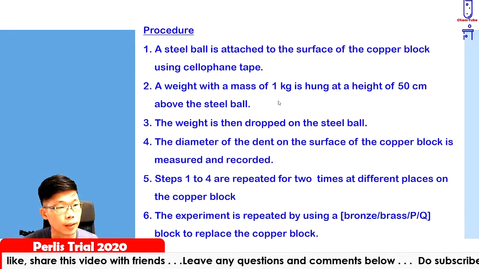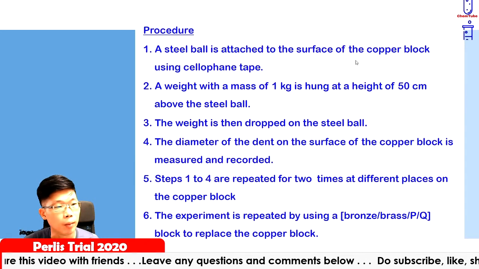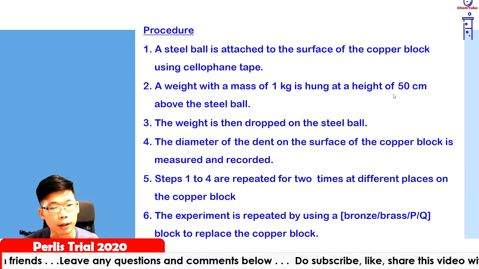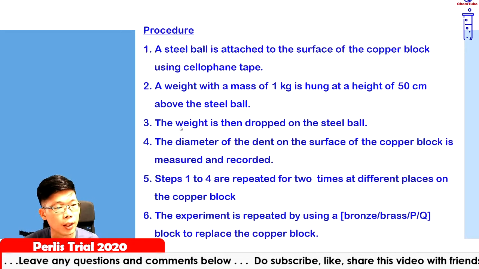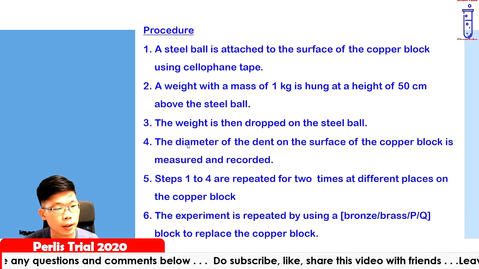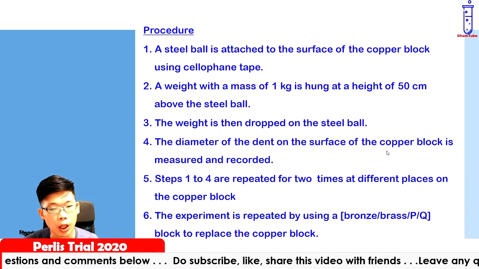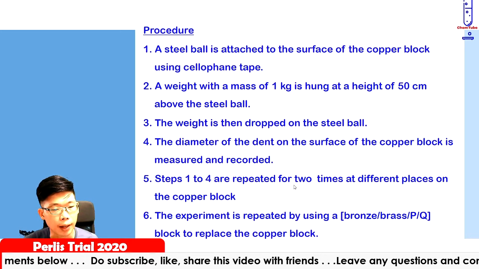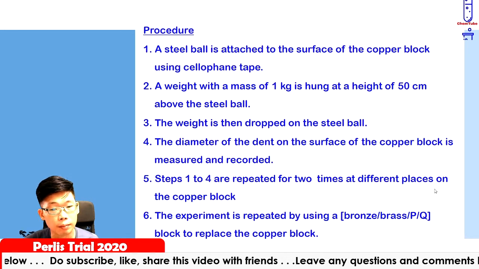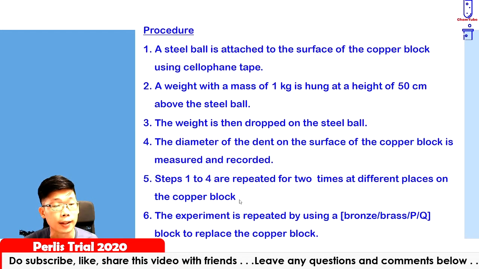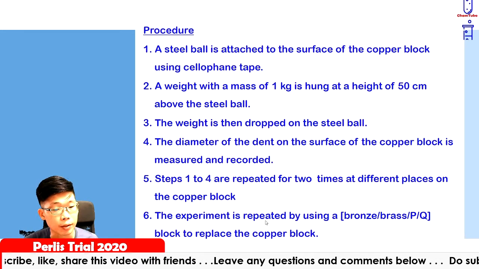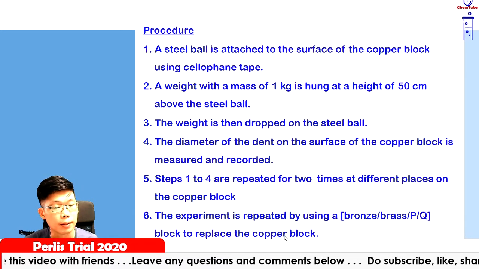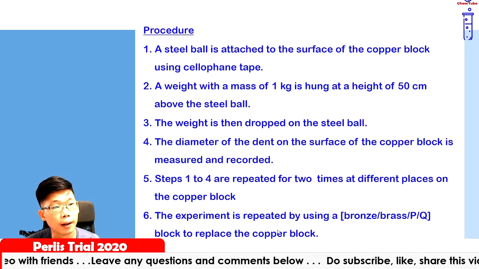Okay, so the procedure. A steel ball is attached to the surface of the copper block using cellophane tape. The weight of 1 kilogram is hung at a height of 50 centimeters above the steel ball. The weight is dropped on the steel ball. Then the diameter of the dent on the surface of the copper block is measured and recorded. Then steps 1 to 4 are repeated 2 more times at different places of the copper block, so that we can take the average. Finally, the experiment is repeated using the bronze block to replace the copper block. So we want to see which one is harder.